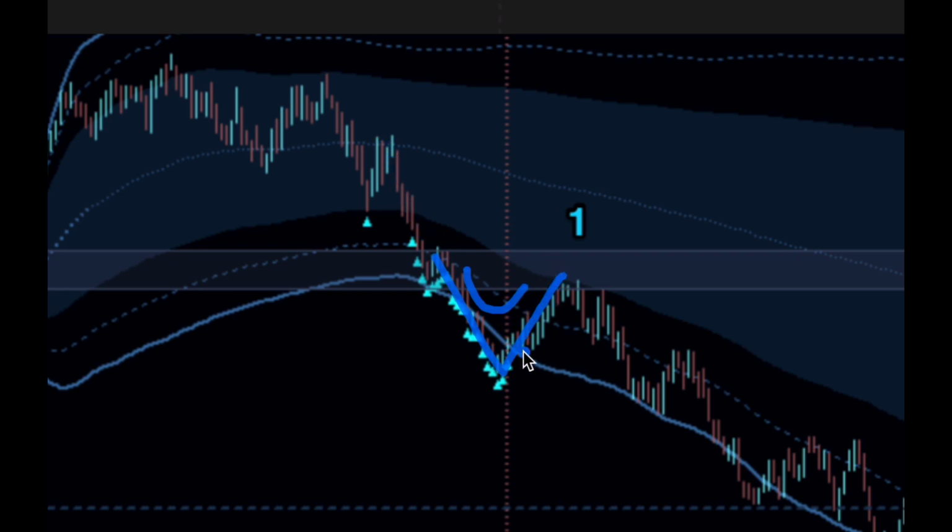So we have this nice move here. And now the question is, when do I get in? Do I get in, maybe here? Or do I get in maybe on that red bar? Or how do I get in on this green bar right here? So there's a question about how do I really time the entry here.